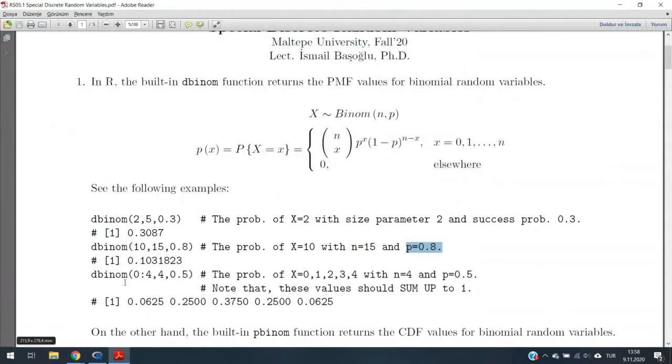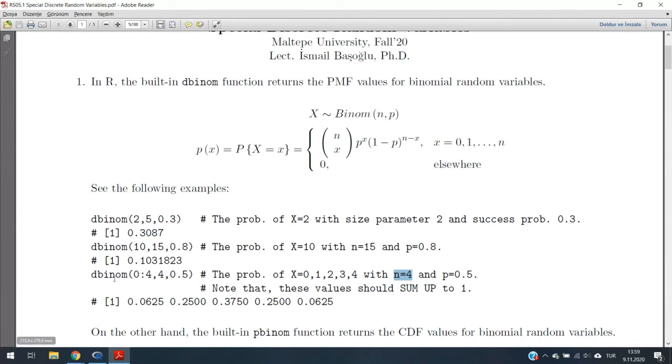Right, so in another example here, we have a binomial random variable with size parameter 4, and the success probability at each trial is 0.5. So what are the possible values of this random variable? We can have no success, exactly 1 success, exactly 2 successes, exactly 3 successes, or all of them can result in a success. So this time, the function is trying to calculate the probability mass values for all of these values one by one.